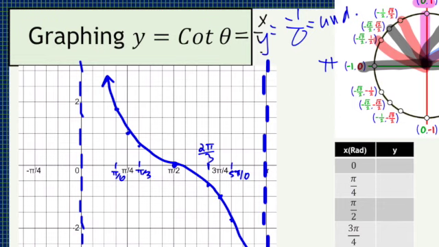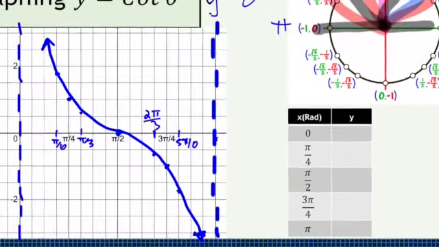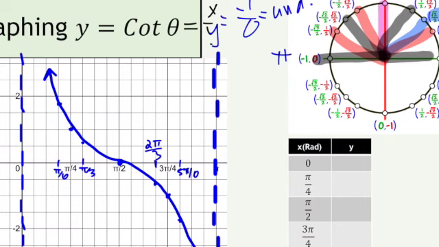All right, so now that we've done all of that, now that we know the shape of this graph, we only need to focus on 5 main points. We need to focus on 0, because at 0, that's going to give us our undefined value. At pi over 4, we know we get positive 1. At pi over 2, we know we're going to get 0. At 3 pi over 4, I know I'm going to get negative 1. And then at pi, I know I'm going to get undefined.